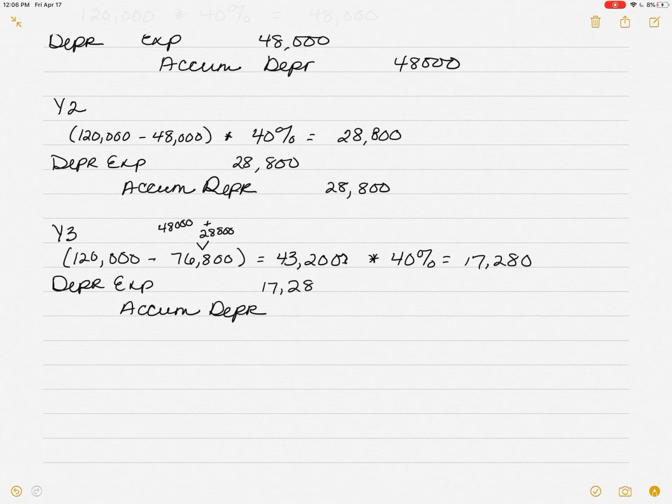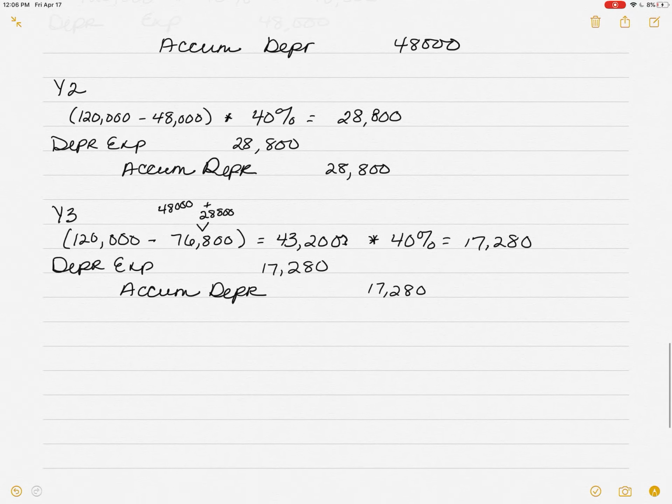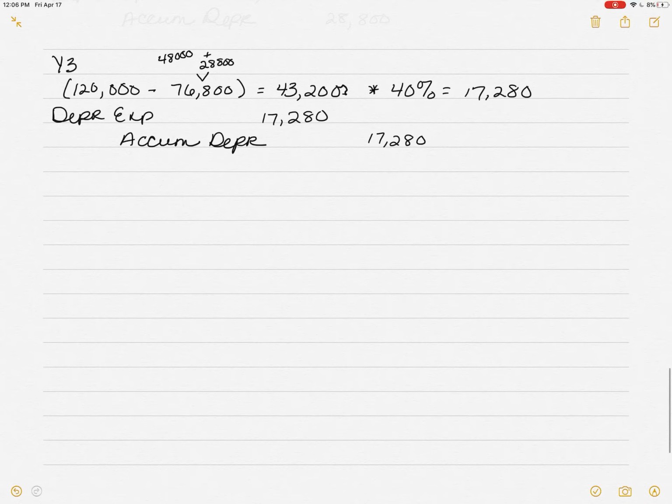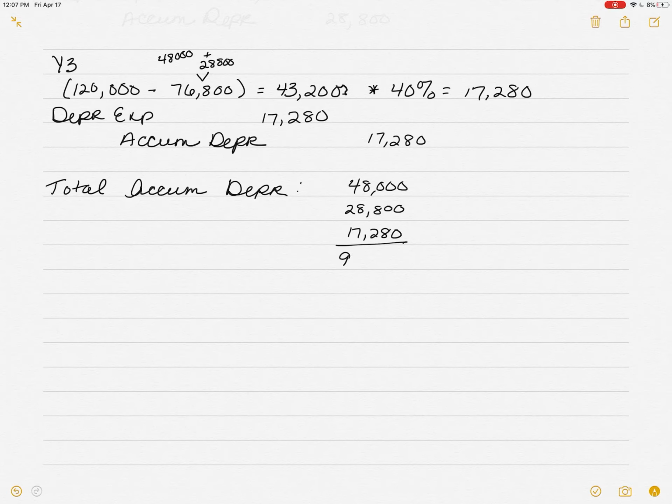Before I sell it, I need to find out what that total accumulated depreciation is so far. To do that, I'm just going to add up everything that I've recorded: 48,000, 28,800, and 17,280. When I add all those up, it comes to 94,080.